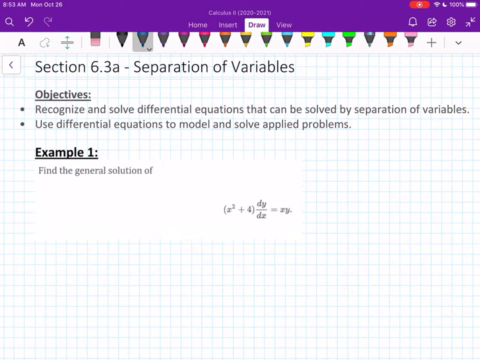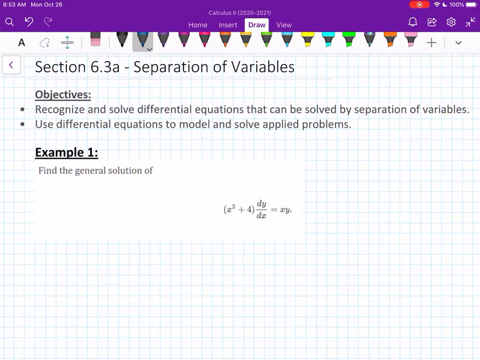Welcome. Today's video, we are starting section 6.3. We're going to do 6.3 in two chunks. So the first chunk today is separation of variables. We're recognizing and solving differential equations that can be solved by separation of variables and using differential equations to model and solve applied problems. So there's not really much new in this section right now. We're just kind of solidifying some of the techniques we've been talking about and doing a little bit harder problems.